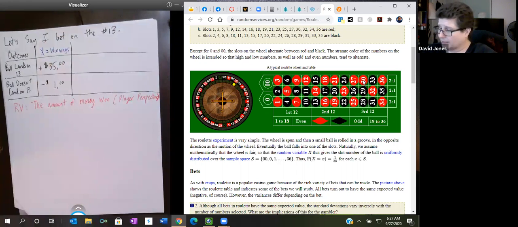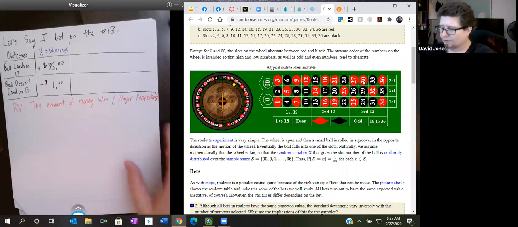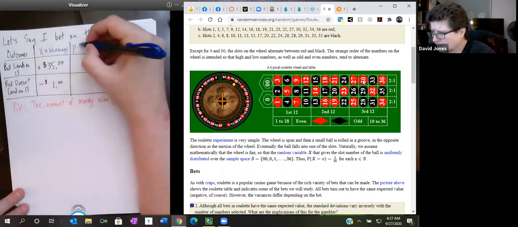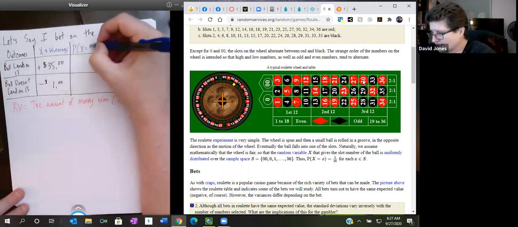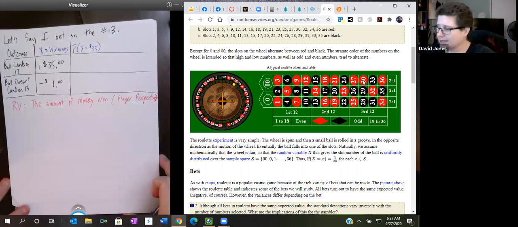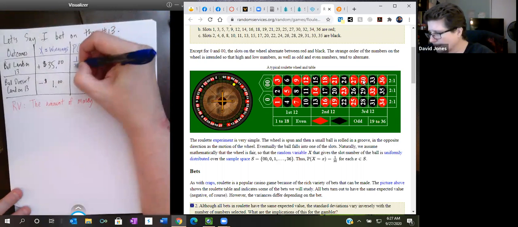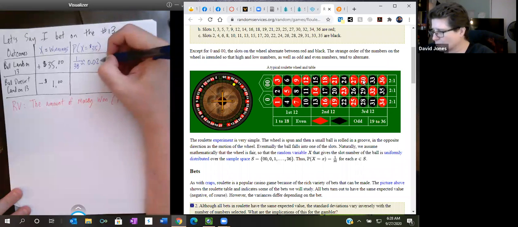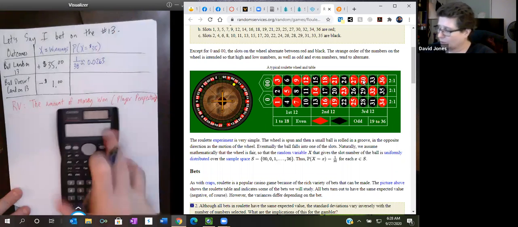All right. What is the probability of each of these categories? What is the probability that I win $35? What is the probability that X equals $35? Well, there's only one number that works. I bet on 13, there's 38 numbers. This is one number out of 38 numbers. This is approximately, to 4 decimal places, 0.0263. 1 divided by 38.